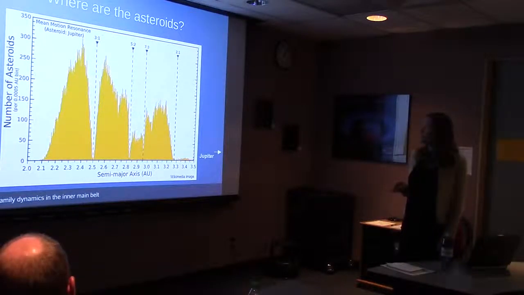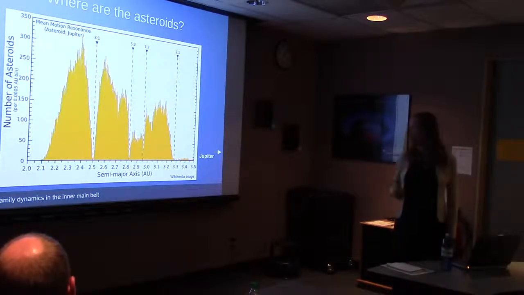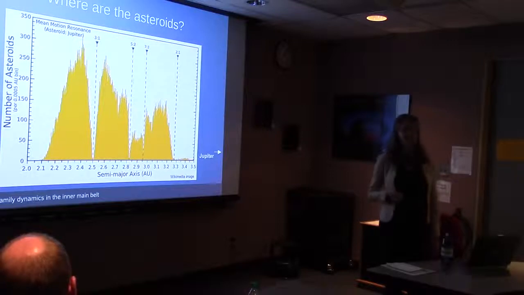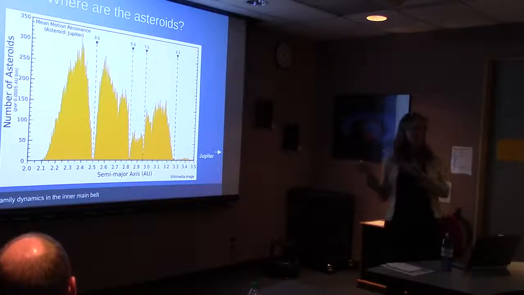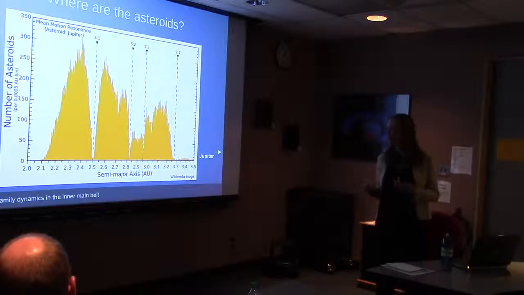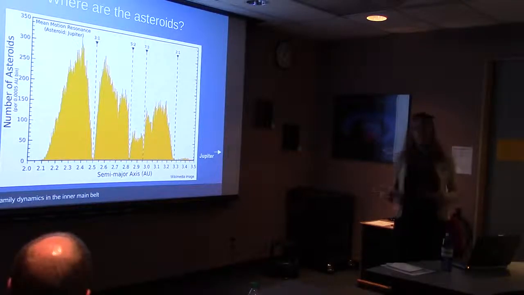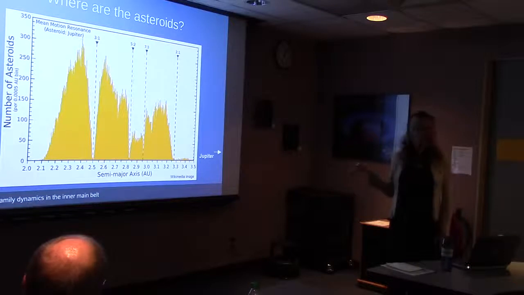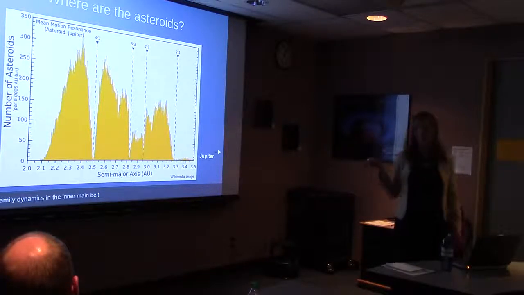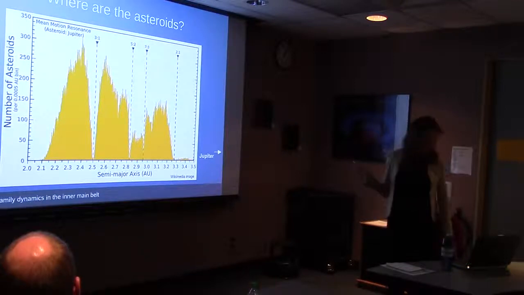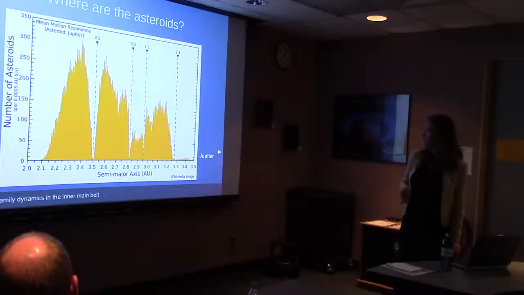These gaps are known as mean motion resonances. In particular, the ones drawn, the lines here, are with Jupiter. We'll talk more about what mean motion resonances are, but basically I want you to see from this plot that you can really get a sense of the dynamics of what's happening in the solar system, the history of the solar system, through the asteroids' interactions with planets, which sculpts their distribution, as seen here.